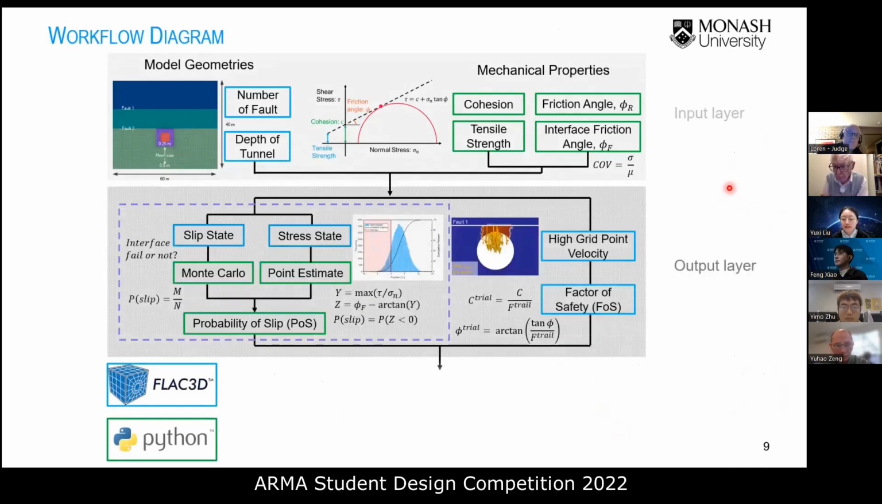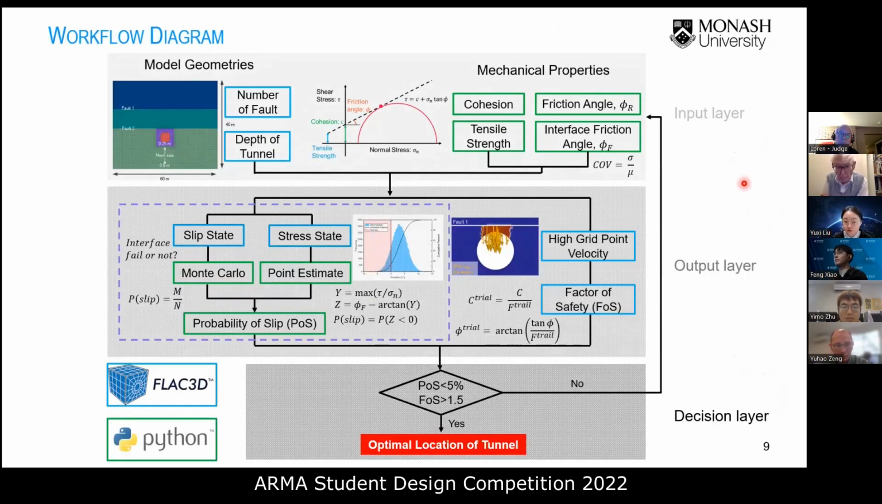So now let's take a quick review again of our whole structure. This time we introduced the blue box for the application of Flex 3D and the green box for the Python application. So let's go back to the structure. Firstly, we start from the model geometries with number of faults and depth of tunnel as the 2 variables, while we consider the 4 key variables with parameter variability, and the COV value features into the model.